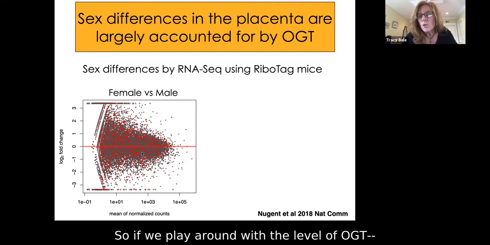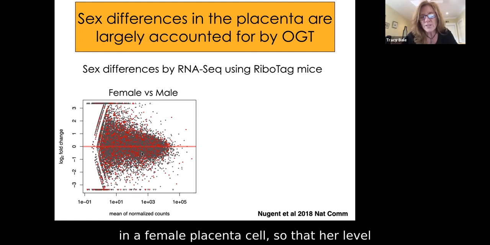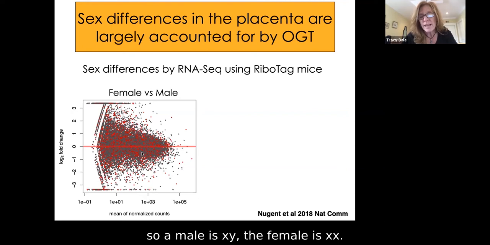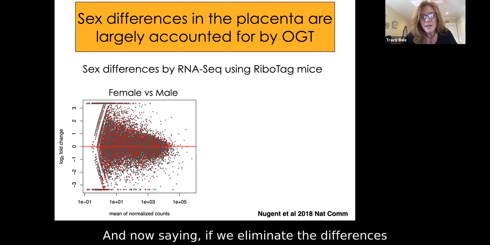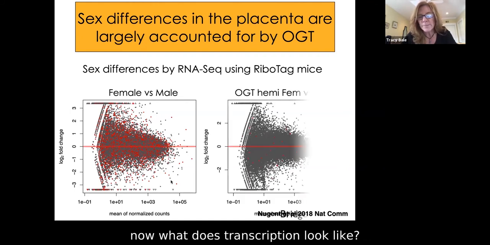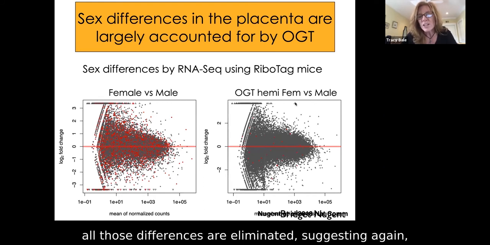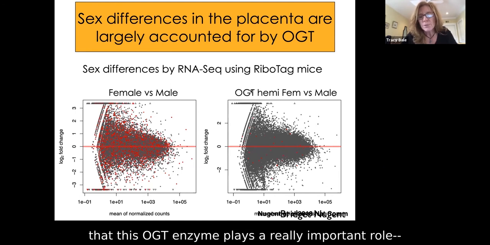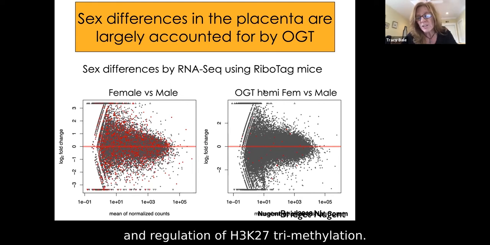Okay, so if we play around with the level of OGT, meaning if we use transgenic mice to eliminate OGT from one of the X chromosomes in a female placenta cell, so that her level is the same as a male, right? So a male is XY, the female is XX. So we're reducing her OGT levels only in the placenta, nowhere else. And now saying if we eliminate the differences in OGT between male and female placentas, now what does transcription look like? And you can see that almost all those differences are eliminated, suggesting again that this OGT enzyme plays a really important role, possibly through the stabilization of EZH2 and regulation of H3K27 trimethylation.